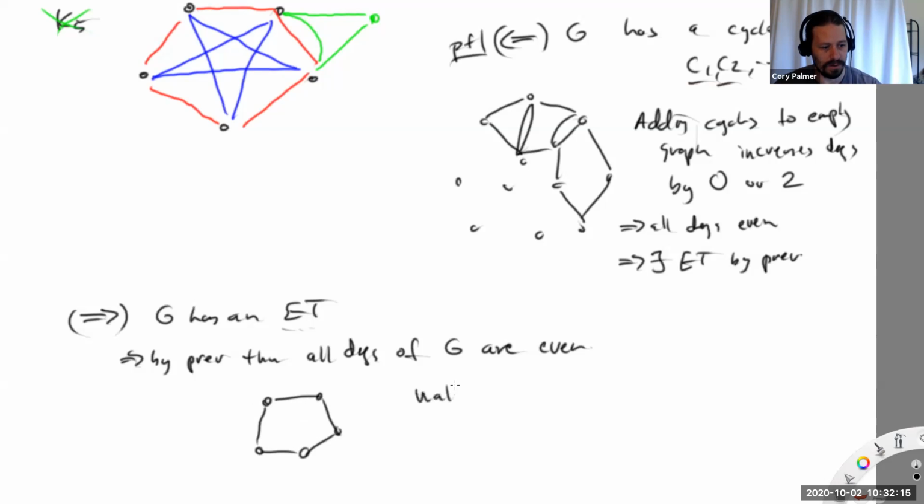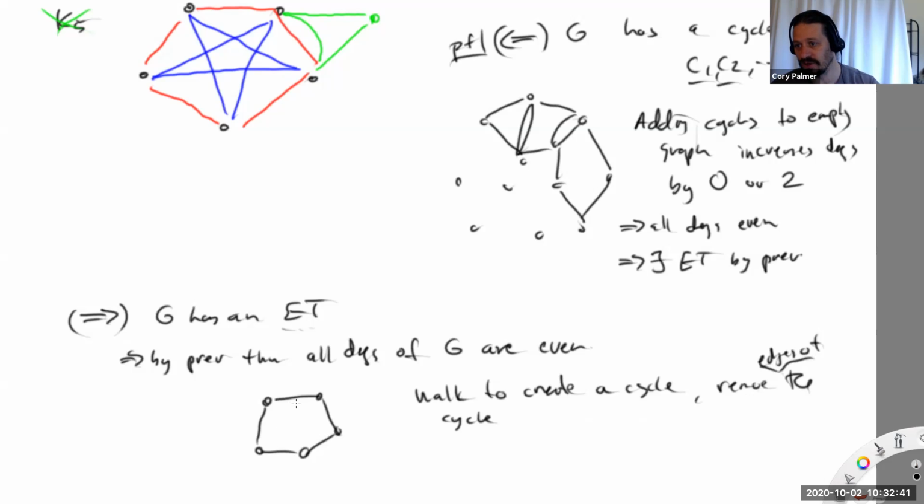So walk to create a cycle. This uses the even degree property. I find a cycle, remove that cycle. When I say remove the cycle, I mean remove the edges of the cycle, not the vertices. After I remove the edges of that cycle, what am I left with? I'm left with a graph whose degrees are clearly still all even. Maybe not connected, but it actually doesn't matter if I'm not connected, right?